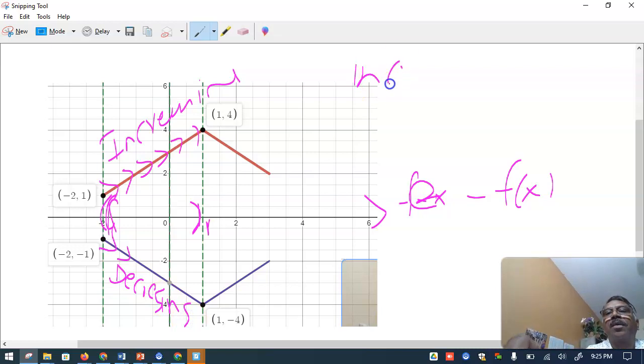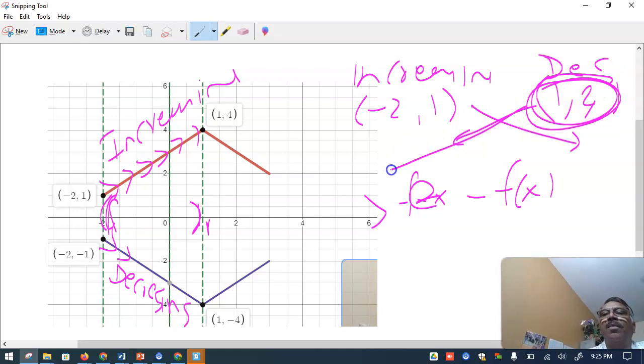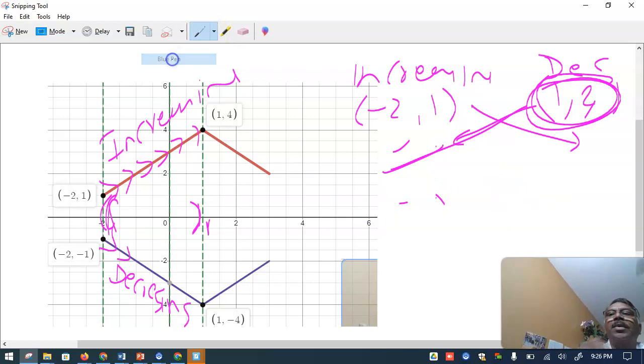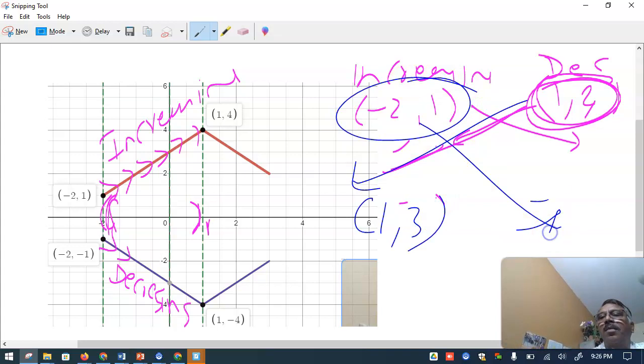So in increasing and decreasing, it was increasing from -2 to 1 and decreasing from 1 to 3. What's changing is you just have to swap these class intervals. So this decreasing interval will be here for the new function, so this will go right here, 1 and 3, and this thing will go right here. So you just have to swap the intervals of increasing and decreasing. That's it.